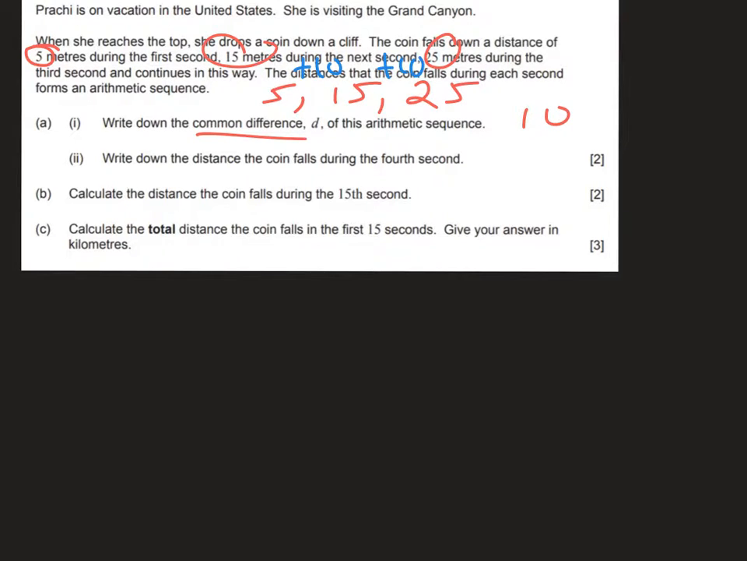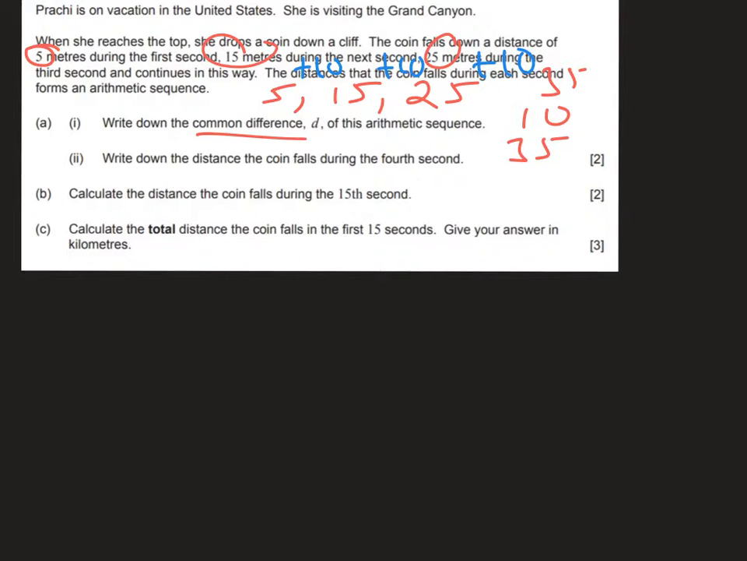Write down the distance the coin falls during the fourth second. Well, that's straightforward. We know that the common difference now is plus 10, so we can find the next term, hopefully, which is going to be 35. So 2 really easy marks there. And even the next part, fairly straightforward.